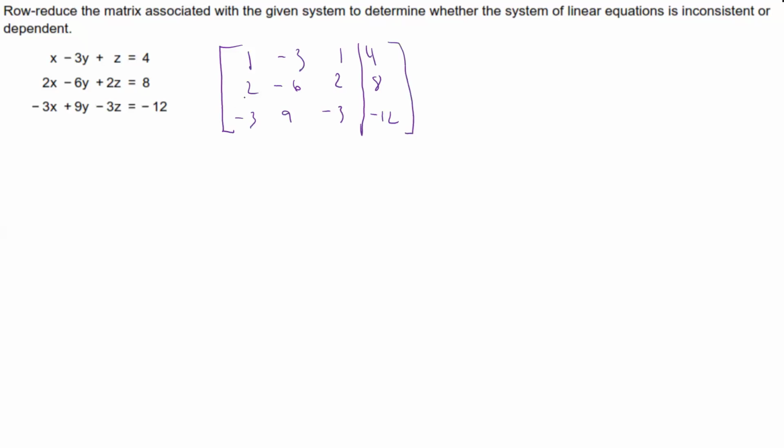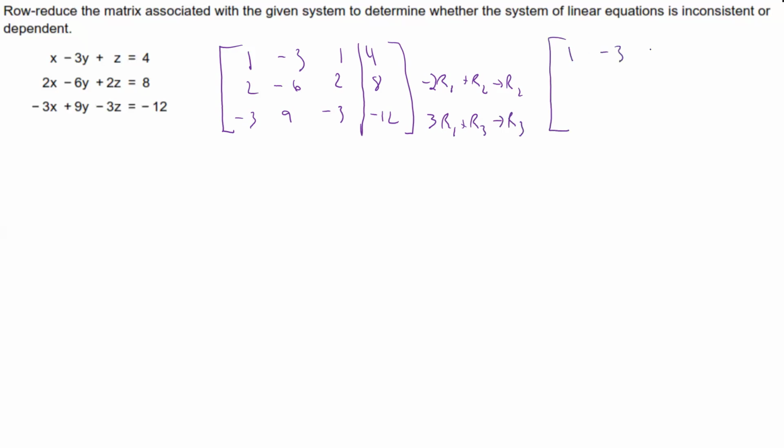So I'm going to row reduce. I'm going to take minus 2 times row 1 plus row 2, and that goes to my new row 2. I'm going to take 3 times row 1 plus row 3, and that's my new row 3.